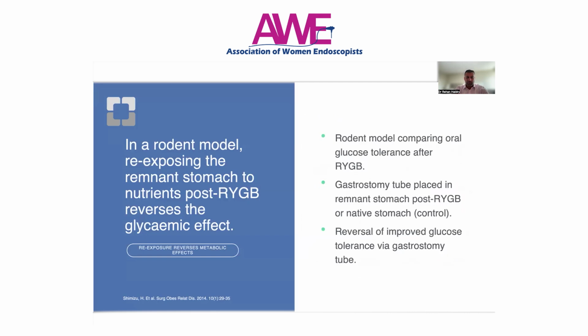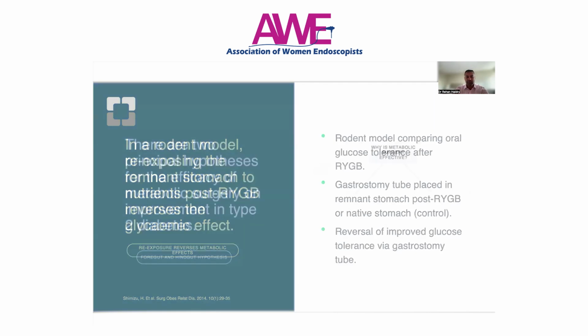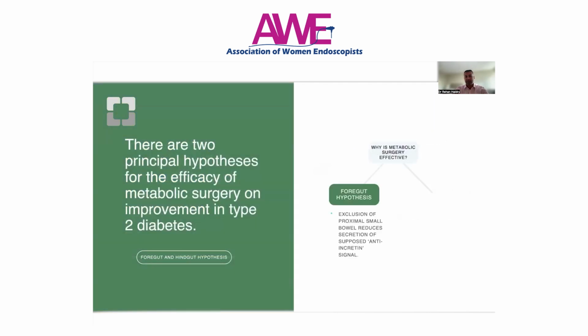So this is summarized here: if we look at a rodent model where we carry out a Roux-en-Y gastric bypass, and then we put a gastrostomy tube into the remnant stomach, once we have seen that initial improved glucose homeostasis, when we then re-expose the remnant stomach to nutrients, it reverses that glycemic benefit almost instantaneously, lending weight to the hypothesis that I'm spending a little bit of time setting the scene.